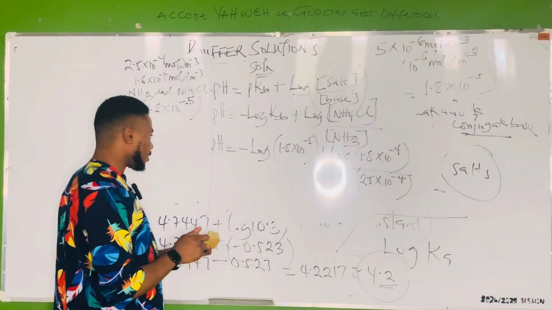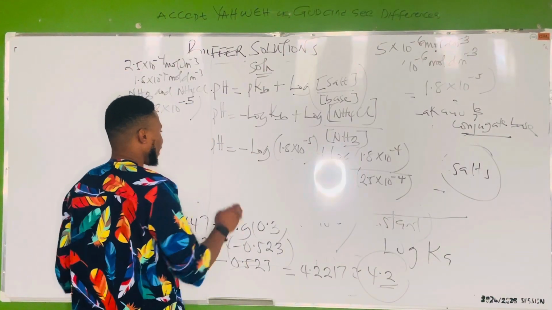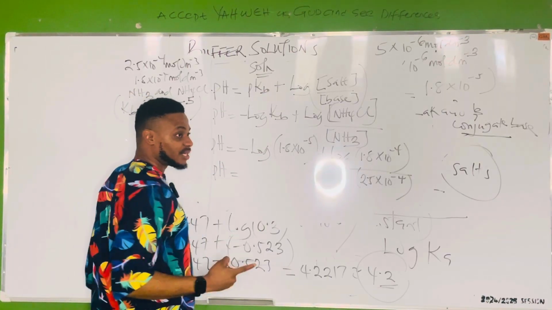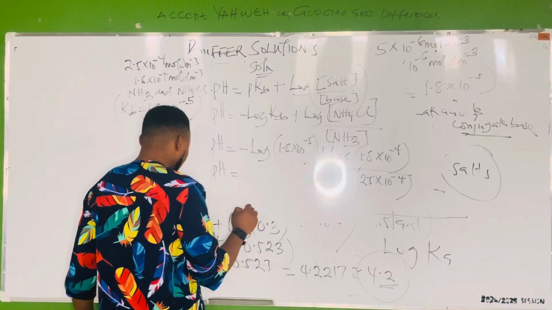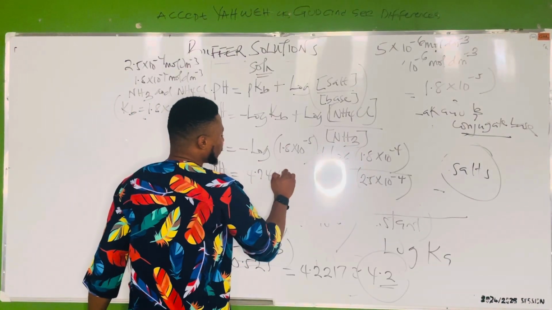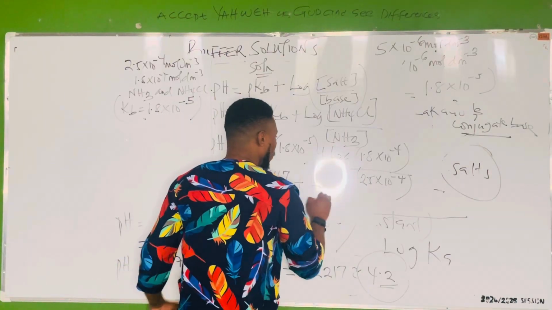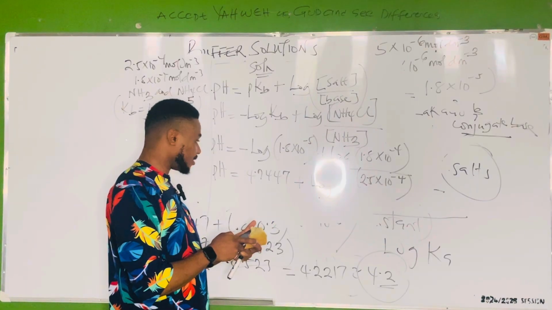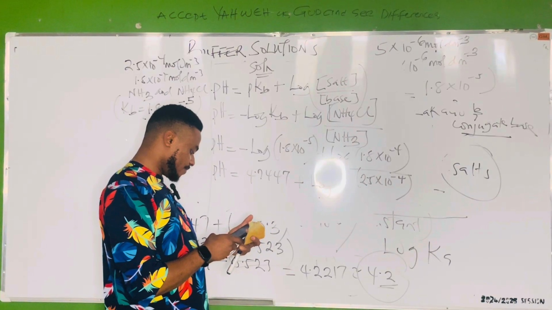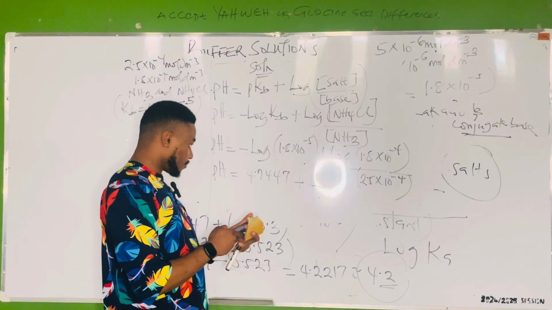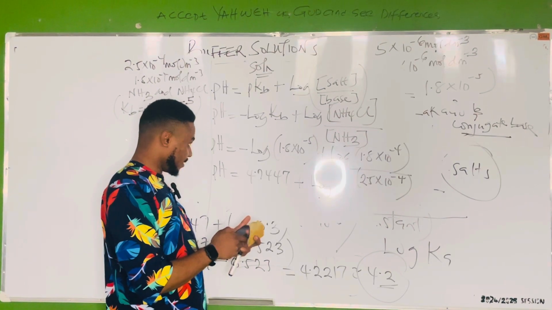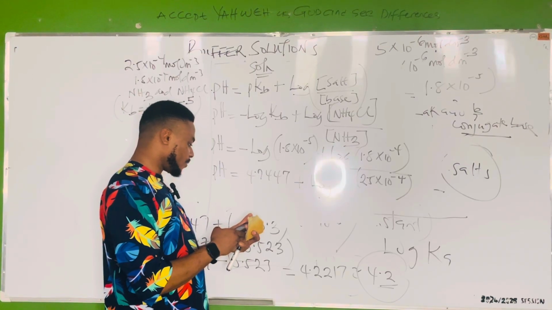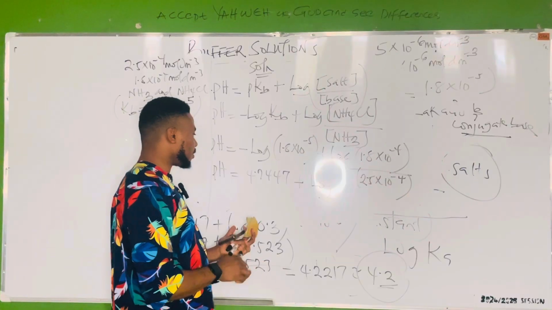Now, we have to take it step by step. Of course, we have already done a similar thing like this, because this was the same dissociation constant we used for our acid buffer. We had 4.7447 when we calculated it. Now we say plus log of 1.8 times 10 raised to power minus 4, all divided by 2.5 times 10 raised to power minus 4. When we do this division, we have 0.72.